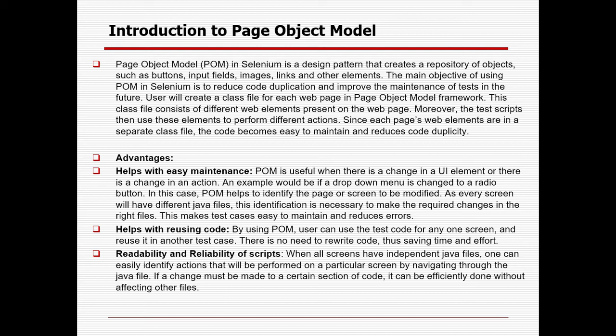Object means it can be buttons, input fields, images, links, hyperlinks, right? Or web edit box, right? Or maybe any other kind of field, right? Kind of iframe. So everything can be an object. Okay. So the main objective of using page object model in Selenium is to reduce code duplication and improve the maintenance of tests in the future.